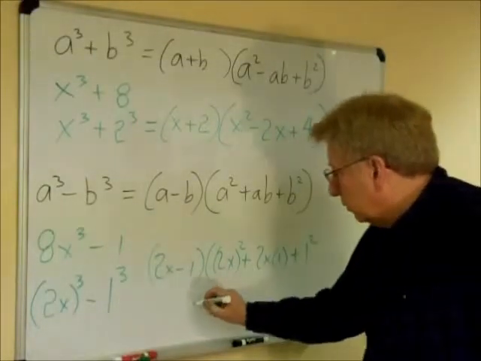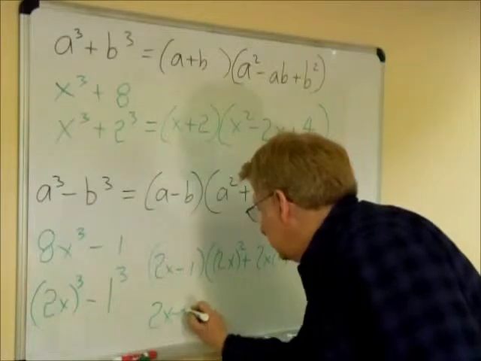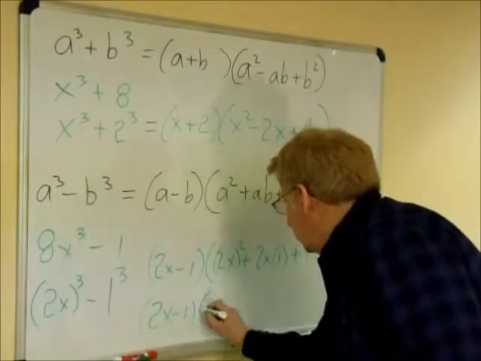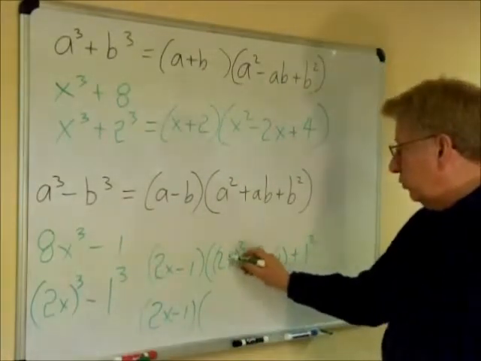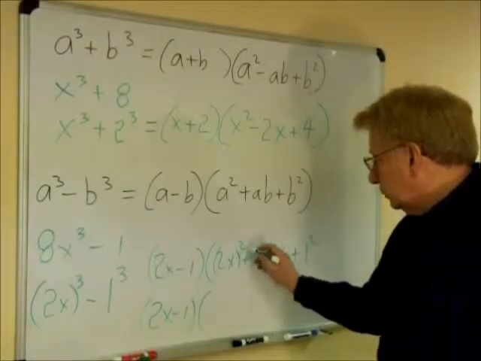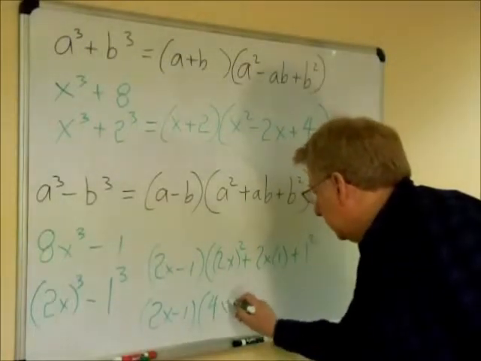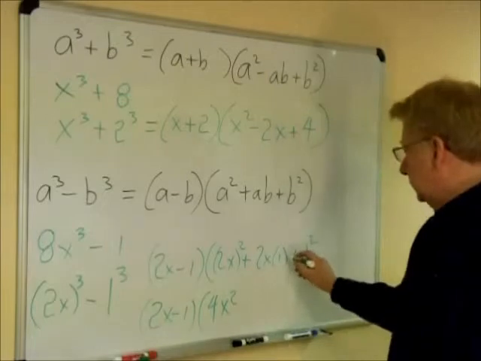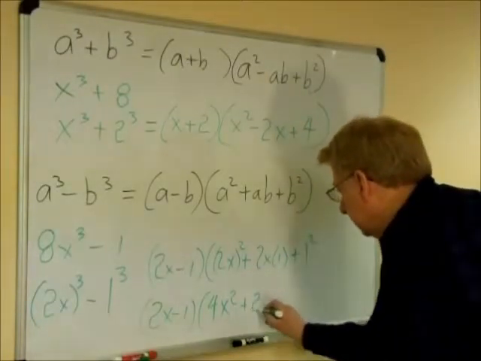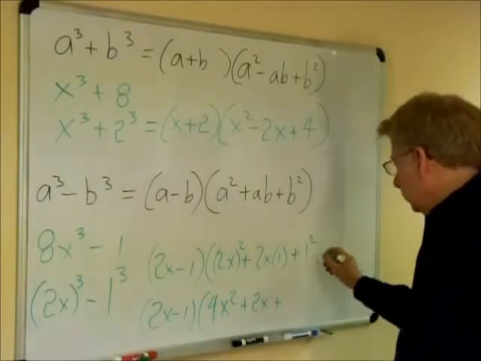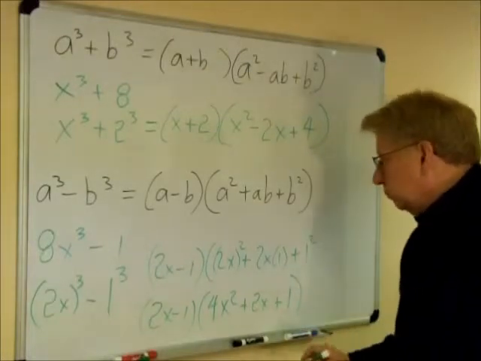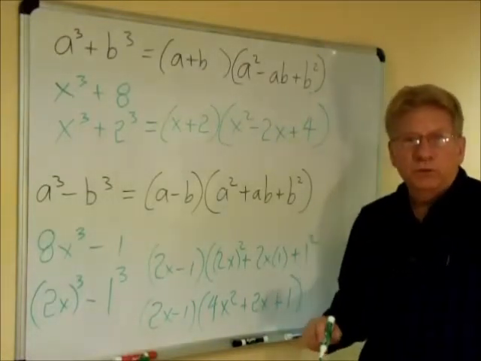So straightening this out a little bit, we have 2x minus 1 times, let's see, 2x squared would be 2 squared is 4, and x squared, so we have 4x squared. 2x times 1 is just 2x, and then plus 1 squared is just 1. So that would be our answer for this special product.